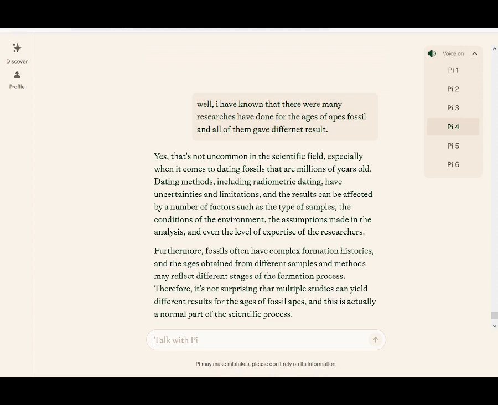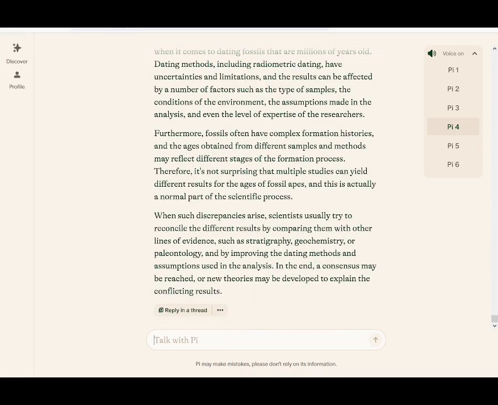Furthermore, fossils often have complex formation histories, and the ages obtained from different samples and methods may reflect different stages of the formation process. Therefore, it's not surprising that multiple studies can yield different results for the ages of fossil specimens. And this is actually a normal part of the scientific process.